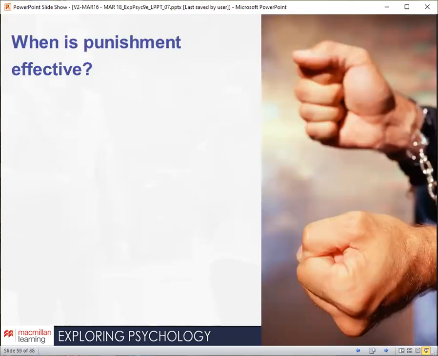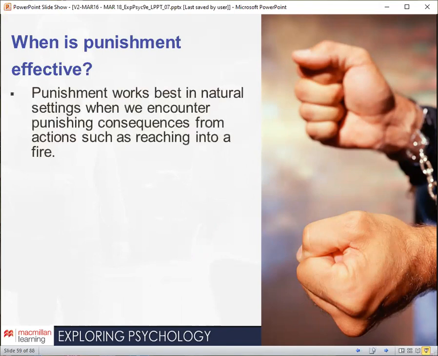Now, punishment is something most people don't really want to think about that much. When people get punished, it usually feels like it has a negative connotation. Punishment works best in natural settings when we encounter punishing consequences from actions such as reaching into a fire. If we reach into a fire, we get burned, something that is very aversive to the organism, and it teaches us not to reach into a fire. We're less likely to do that in the future.